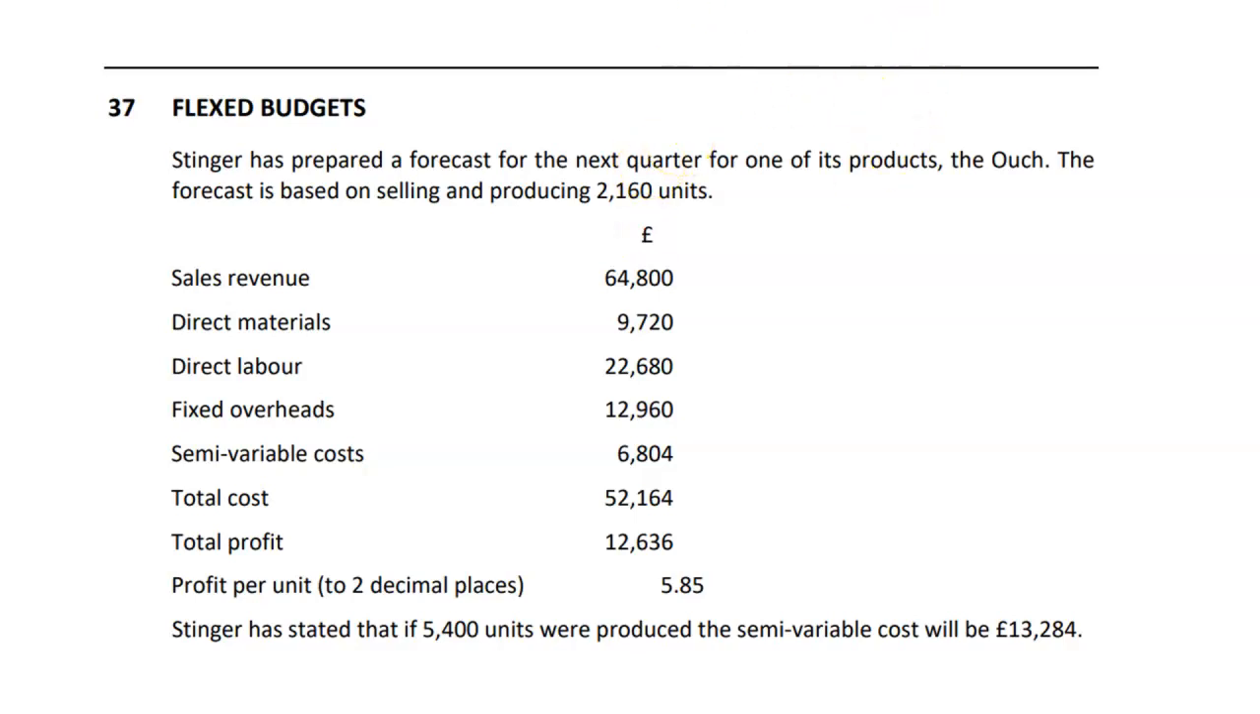Okay, let's look at this question. So this question is saying that Stinger has prepared a forecast to produce this product called the Ouch. The forecast is based on selling and producing 2,160 units. So the first thing I want to do is almost to literally find what the cost is of these units. So just to show you what I mean.